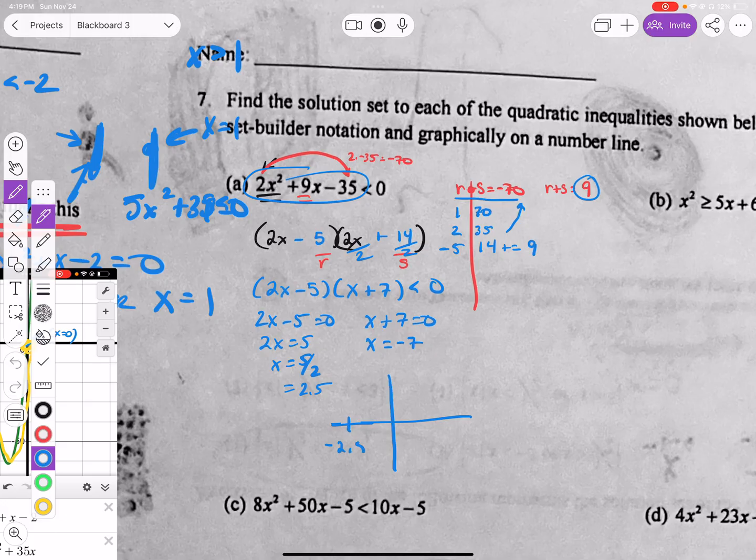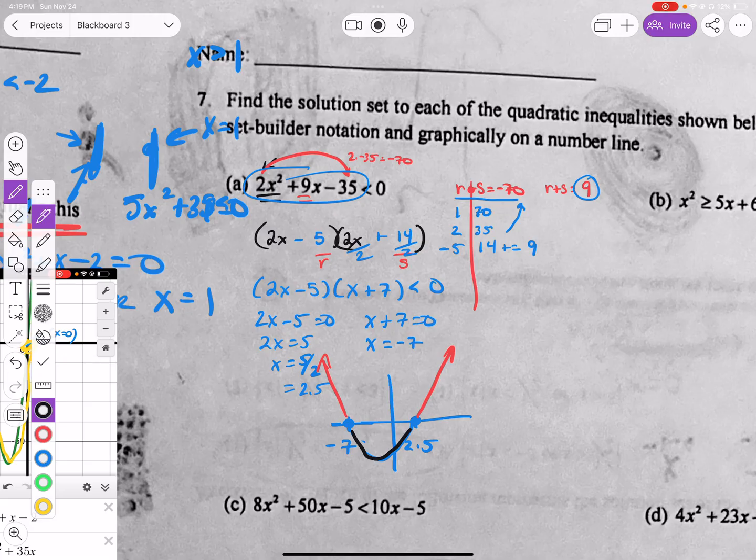comes out. So at 2.5, I hit the x-axis. Oops, sorry, negative 7, I hit the x-axis over here. And at 2.5, a little closer to the y-axis, I also have 0. So there's my zeros. It opens up, so this parabola is negative down here, but it's positive out here and here. Okay, let's make the negative part down there.